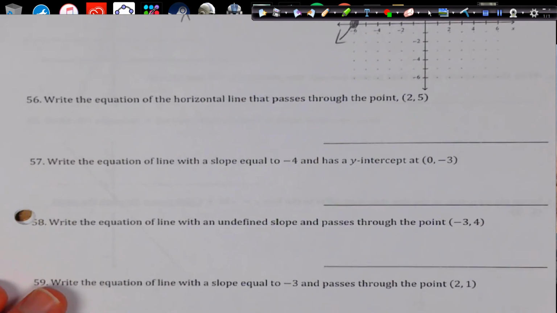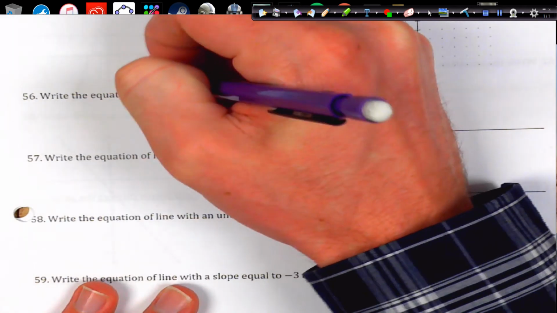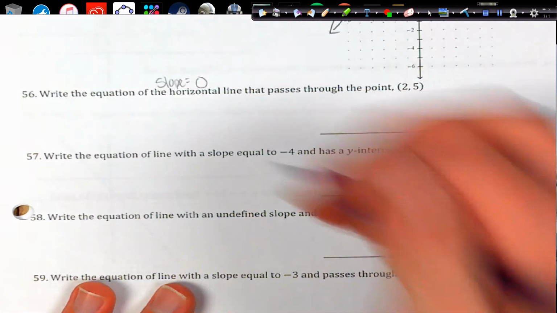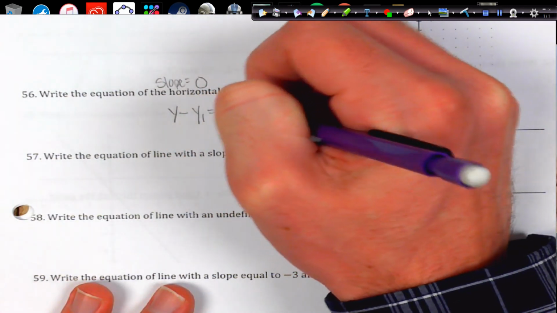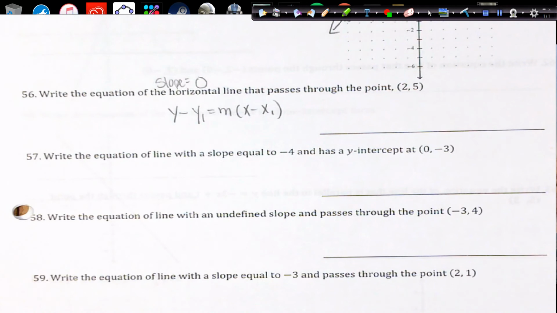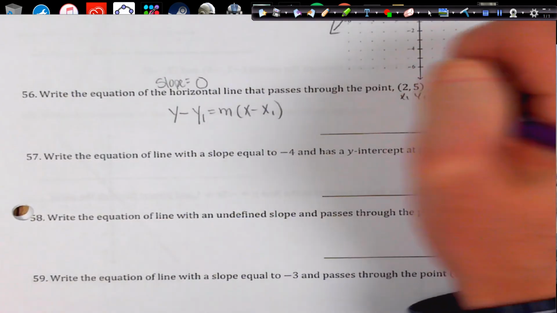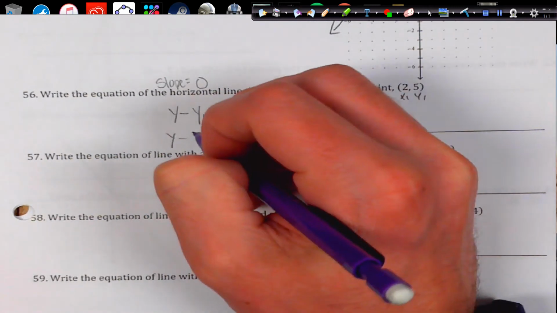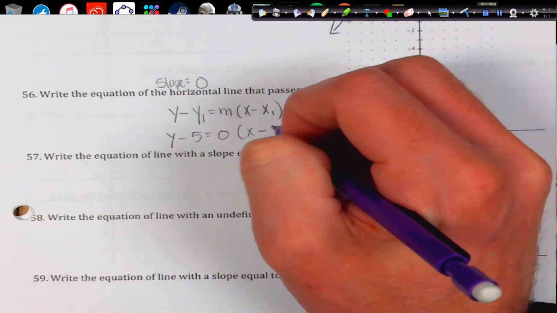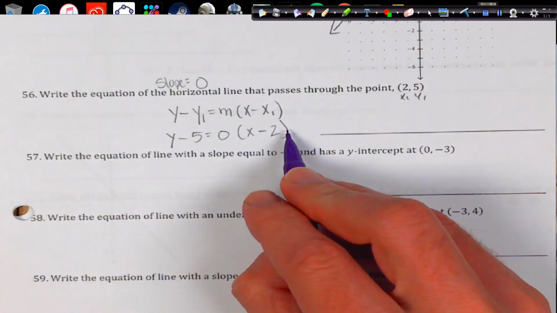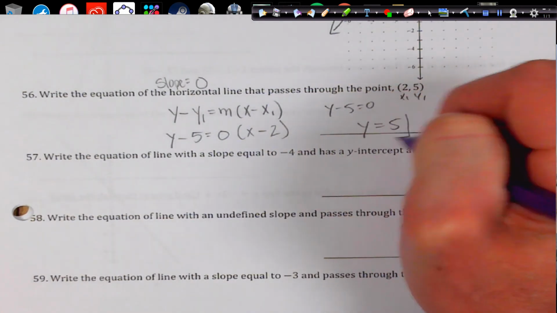Write the equation of a horizontal line that passes through the point 2, 5. Remember, a horizontal line has a slope of 0. So we're going to put this into point-slope form: y minus y1 equals m times x minus x1. Here's my point x1, y1, and we're going to get y minus 5 equals 0 times x minus 2. Now this is all going to go to 0 anyway, so I'm just going to get y minus 5 equals 0, add the 5 over, y equals 5.